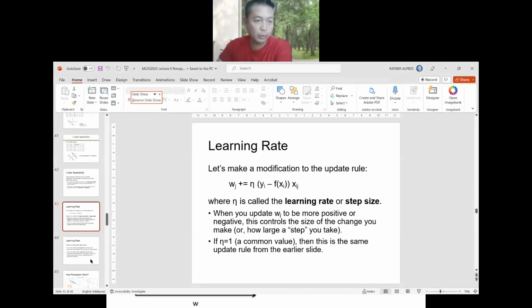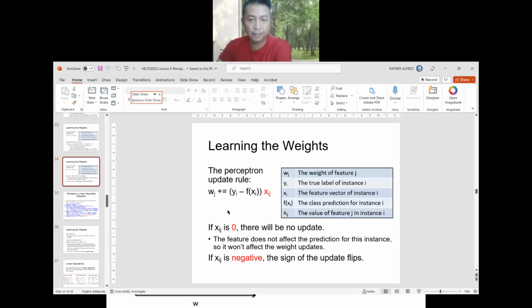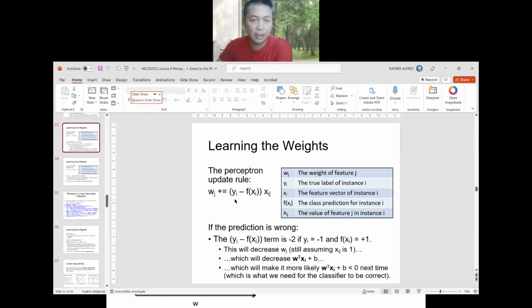Let me go back to the previous one. So in this example, we are looking at the changes of the weightage without the learning rate. Just now we are looking at the changes of the weightage based on the learning rate.